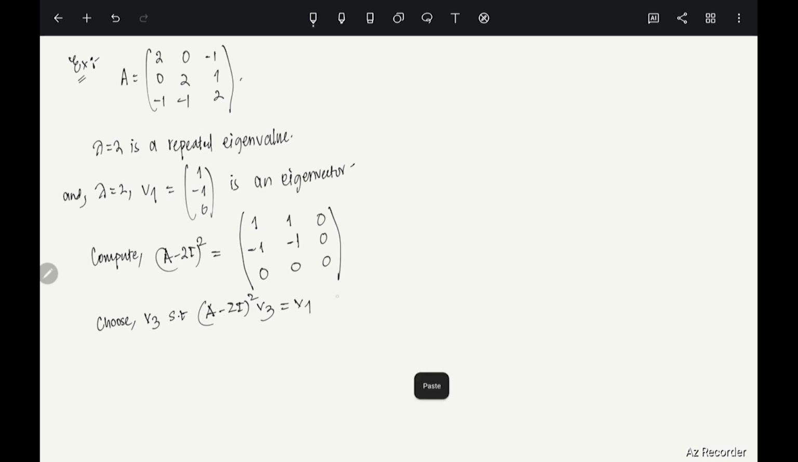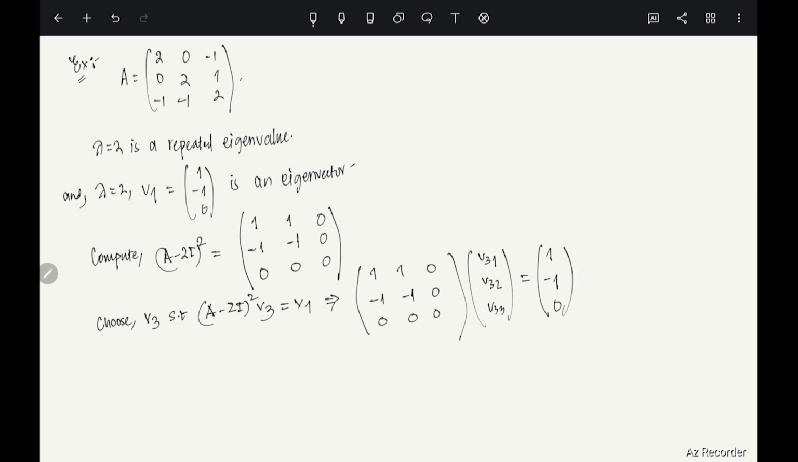If you calculate this, essentially 1 1 0, minus 1 minus 1 0, 0 0 0, times v3, whose three components we assume are v31, v32, v33, will give you v1. This is our target: I want to reach v1 using (A minus 2I) squared. These are called generalized eigenvectors. What you get is v31, v32, v33 as 1 0 0. We also choose (A minus 2I) times v3 equals v2.